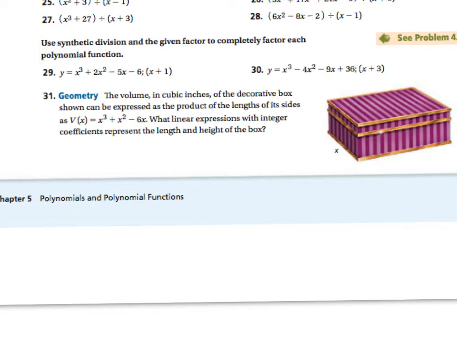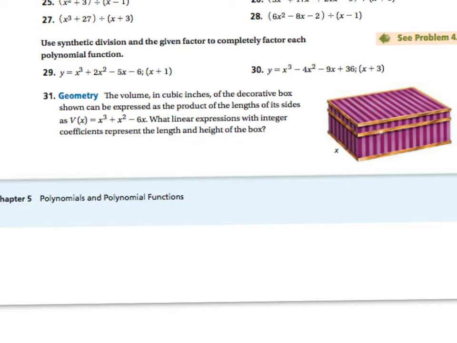Howdy doody. Let's take a gander at number 31. The volume in cubic inches of the decorative box shown can be expressed as the product of the length of its sides as V of x is equal to x cubed plus x squared minus 6x. What linear expressions with integer coefficients represent the length and the height of the box?